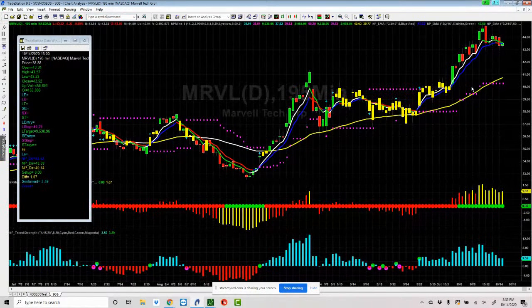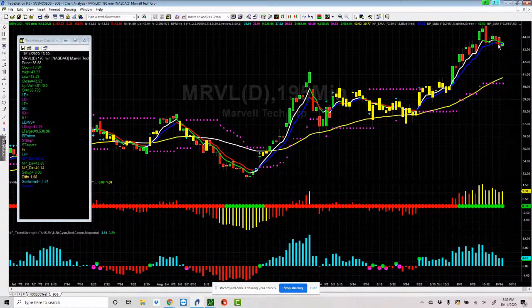Symbol MRVL, this is Marvell Tech. We did get price action to the upside. We did hit an overbought condition. How do we quantify that? Our pulse indicator down at the bottom did plot yellow, indicating that price action is overbought, indicating price is between a 1 and a 2 standard deviation move on the upside. Looking for a push lower out of this pattern.